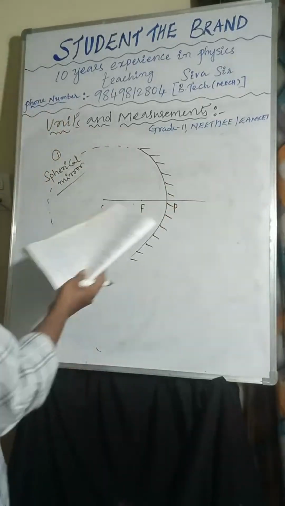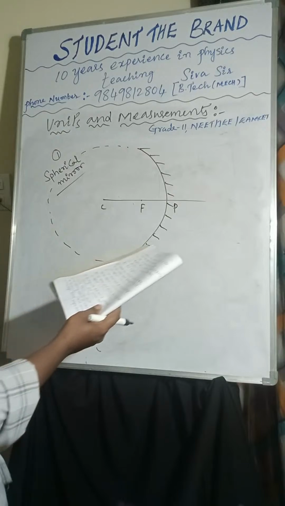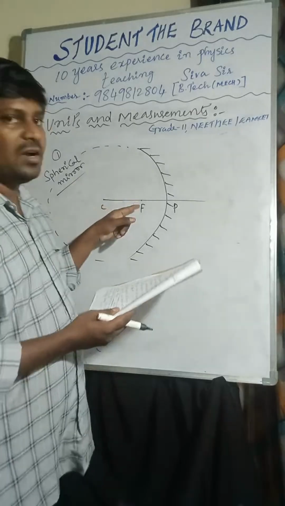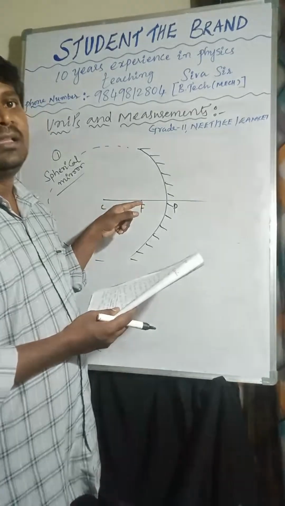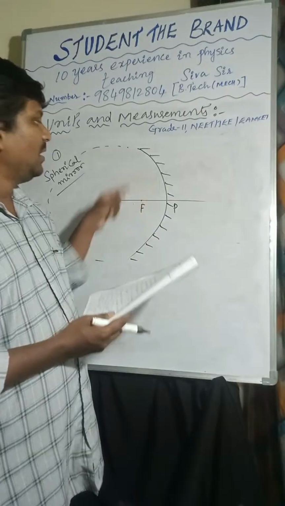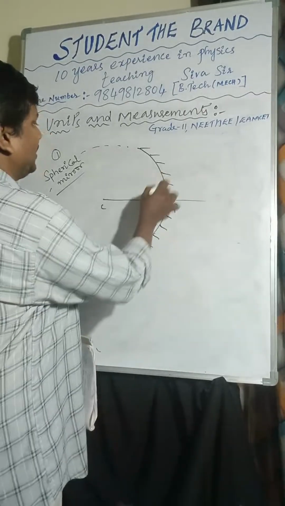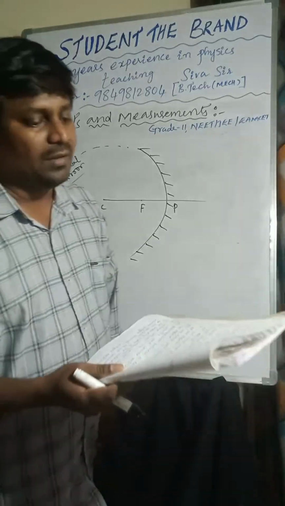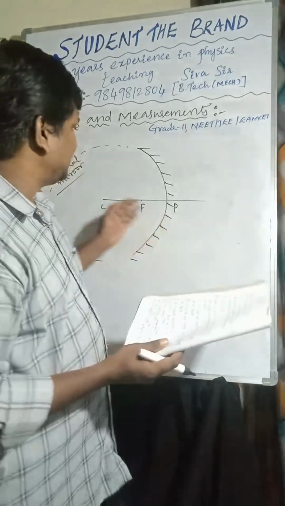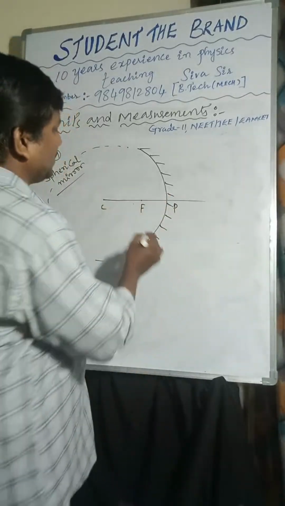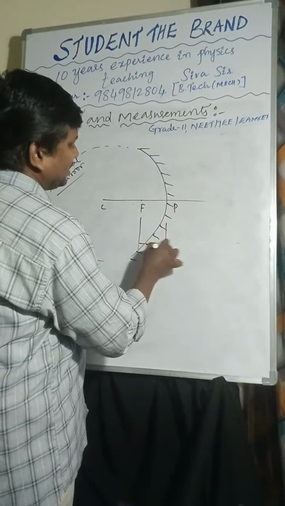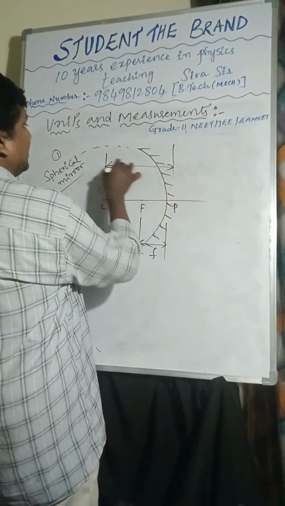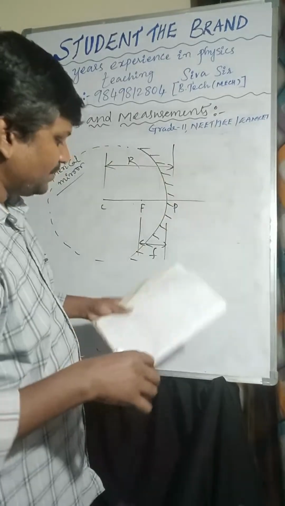Principal focus is the point where, after reflection, all light rays meet at one point and their image will form. That is called the principal focus, or normally we can say focus. The focal length is the distance between the focus and the pole, and the distance between the center of curvature and the pole is called the radius of curvature.